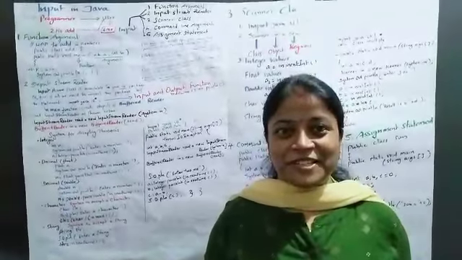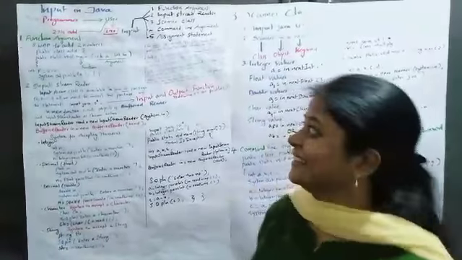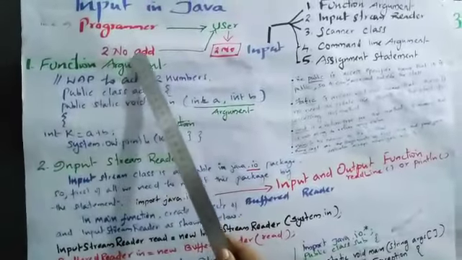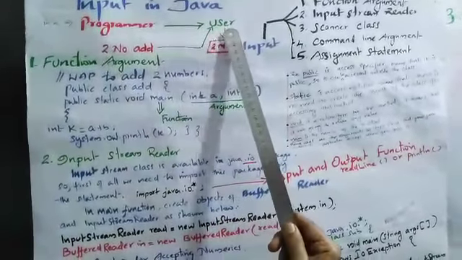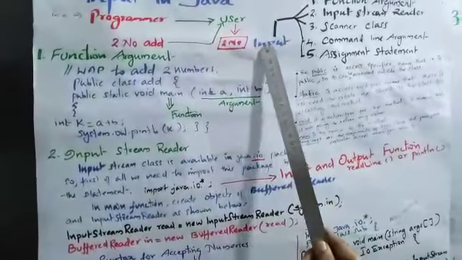Children, today we'll discuss input in Java, that is chapter number 5. Let's see. Input in Java. Here I am a programmer and I have to add two numbers. And who will give me the two numbers? The user will give me the two numbers, and those two numbers are input.